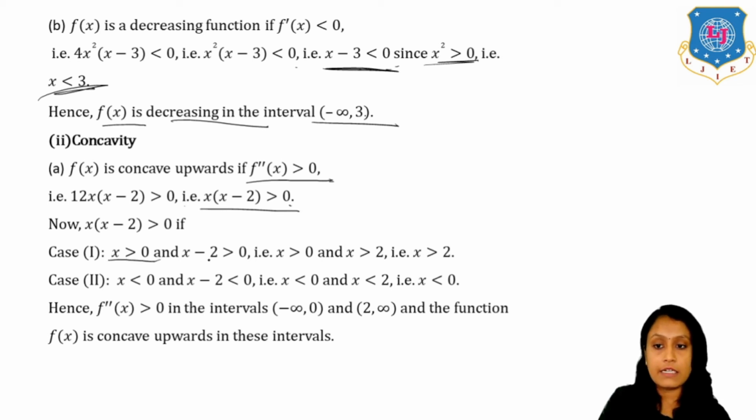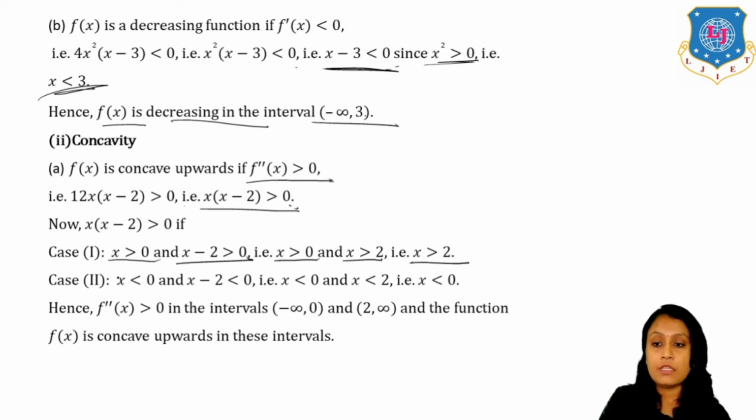If x is greater than 0 and x - 2 is greater than 0, then only this whole quantity will be greater than 0. So from this we get x greater than 0 and x greater than 2. So considering these two we can say that x is greater than 2.